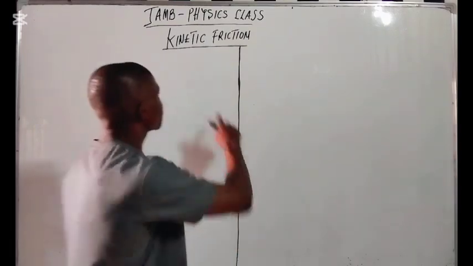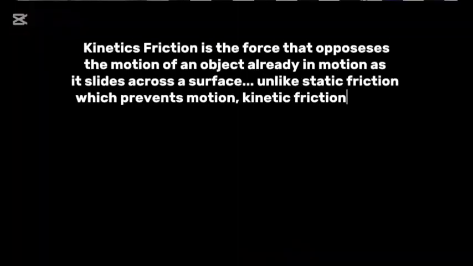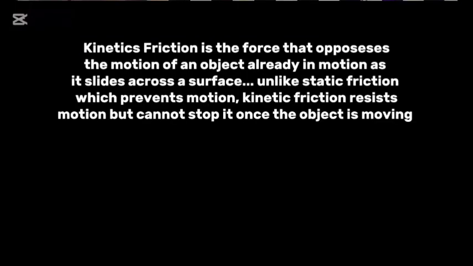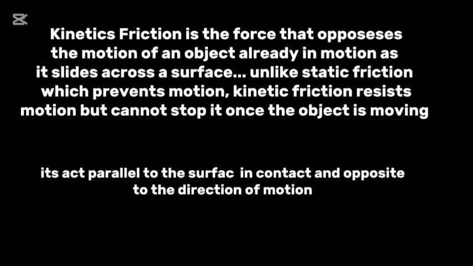So now let's look at frictional force. What is frictional force? Frictional force is the force that opposes the motion of an object already in motion as it slides across a surface. Unlike static friction, which prevents motion, kinetic friction resists motion but cannot stop it once the object is moving. It acts parallel to the surface in contact and opposite to the direction of the motion.